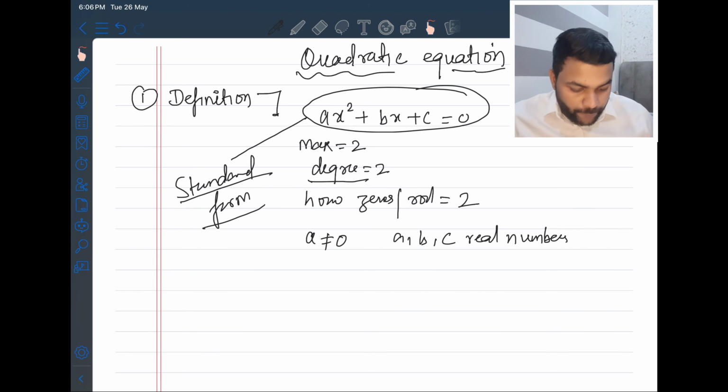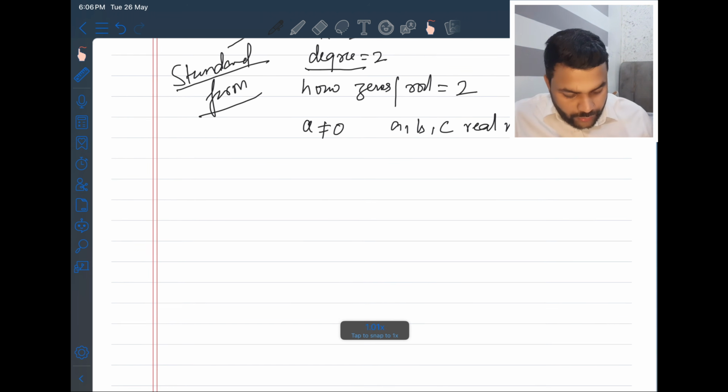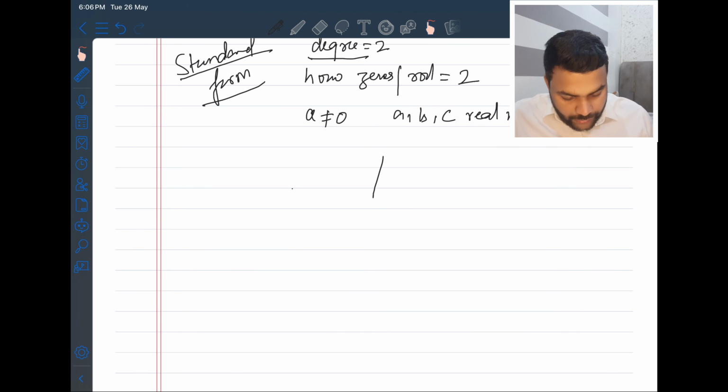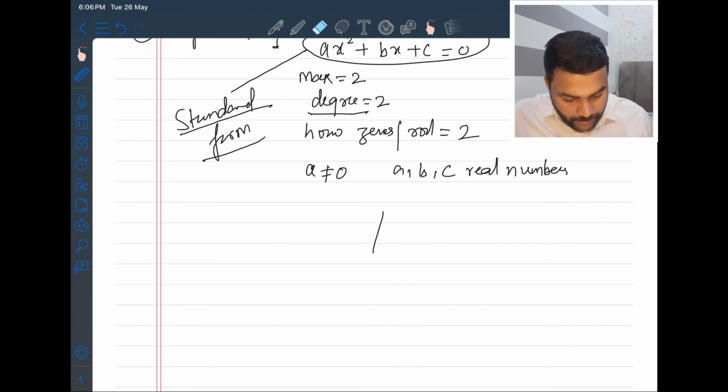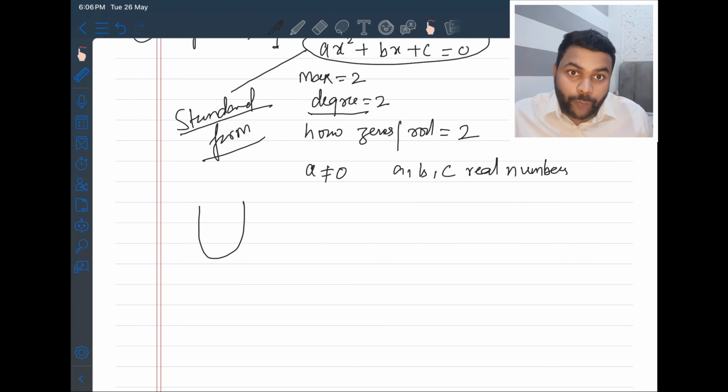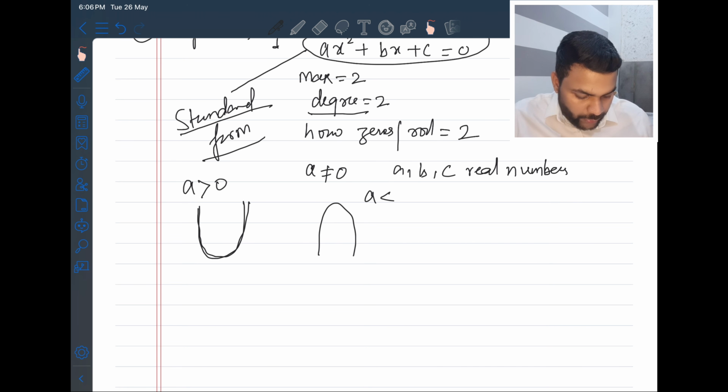Okay, so if you draw the graph of this equation like this, see here, we get a shape like a parabola. This is an upward parabola and this is a downward parabola. Here, if a is greater than 0, then it is an upward parabola like this. If a is less than 0, then it is a downward parabola like this. So this condition we should know. This is the graph of the quadratic equation. Okay, let's move on to the next topic.